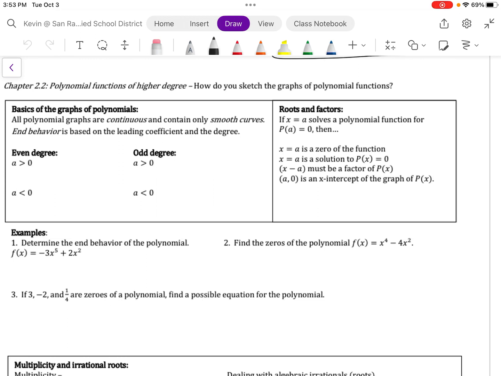So let's just go through real quick the basics of graphs of polynomials. All polynomial graphs are continuous. There are no starts, no holes, no asymptotes. They're all continuous, nice smooth curves. We don't have this kind of stuff. It's nice and smooth and continuous.